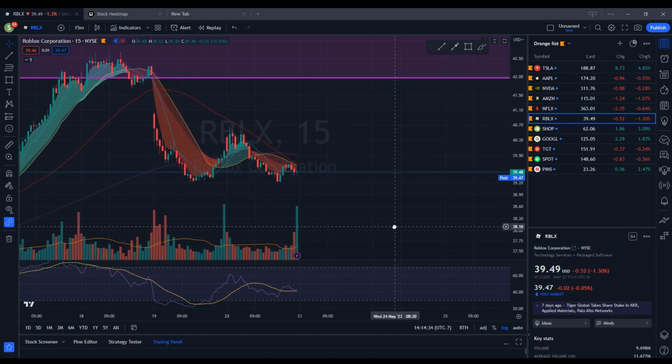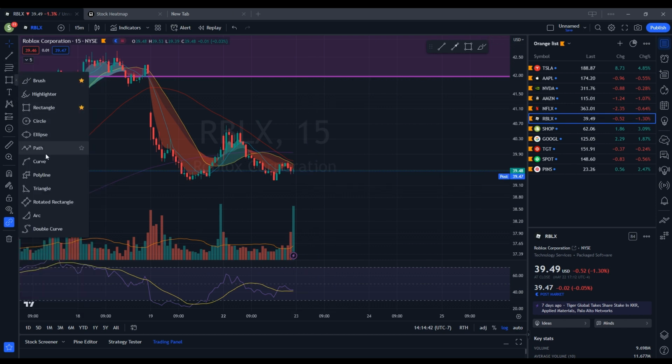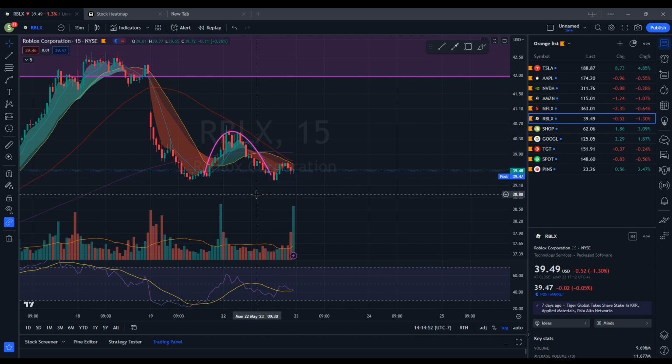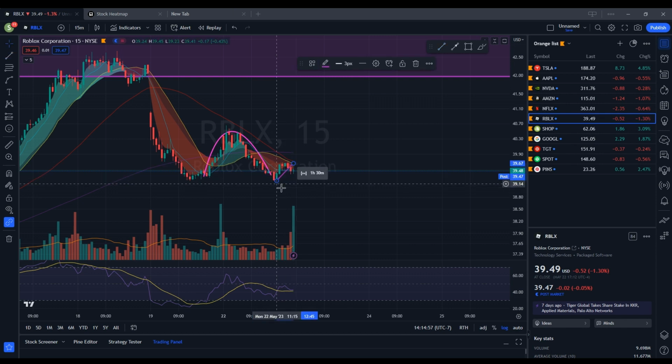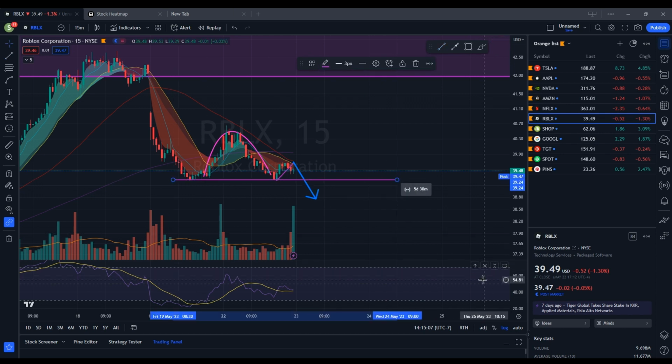Let's see, for Roblox, it looks like it's almost like an inverse head and shoulders, but what I see a little bit better is a potential cup and handle. So let's see if I can draw this good. Okay, there's the cup. You got your handle kind of back up, and now I want to see it potentially go back down here. For me to play the puts, it's got to break this, the head of the cup.